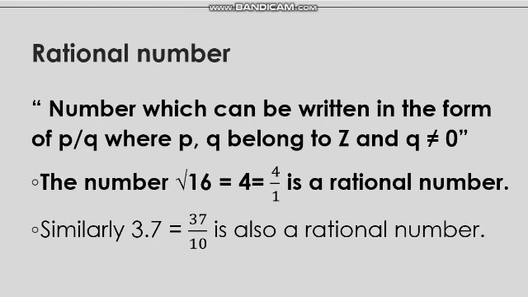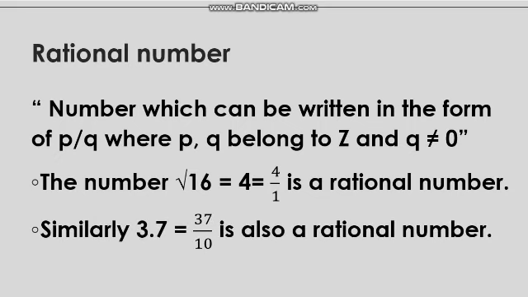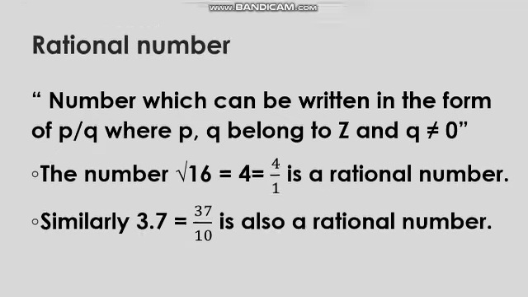Now you can see the number under root 16 can be written as a fraction in p by q form. Yes, it can. Look here. Similarly 3.7. Now can we convert this 3.7 into a common fraction? Yes, we can. 37 over 10 is the fractional form, so it is also a rational number.